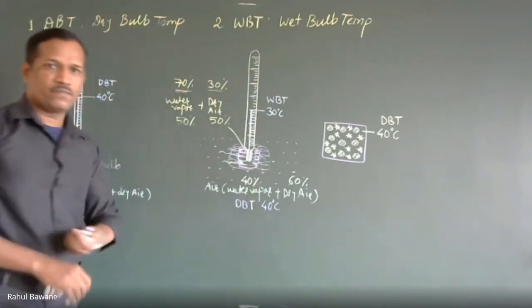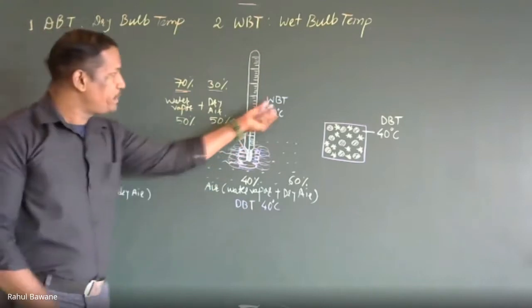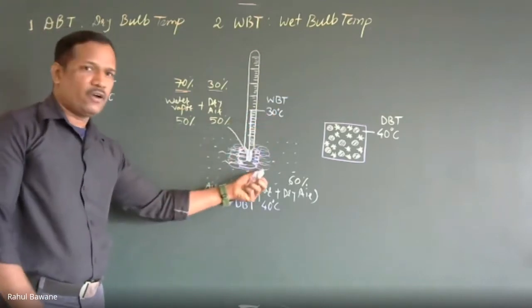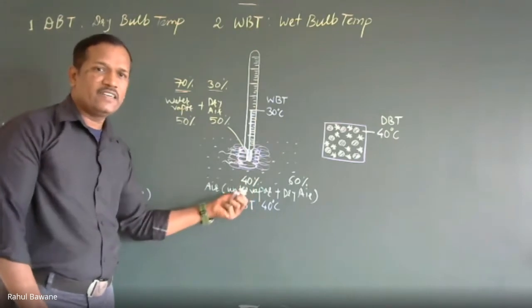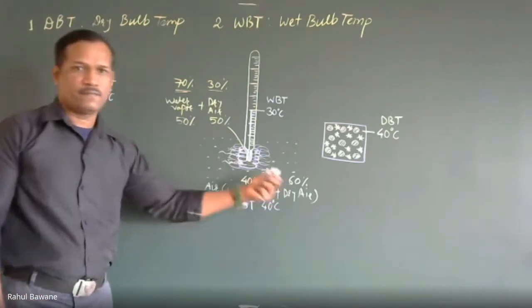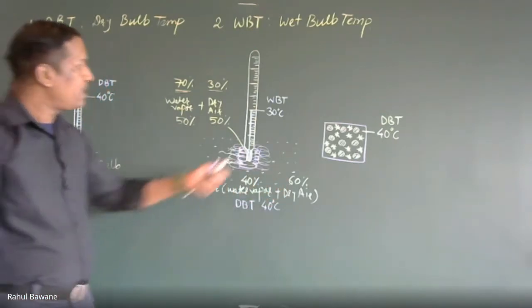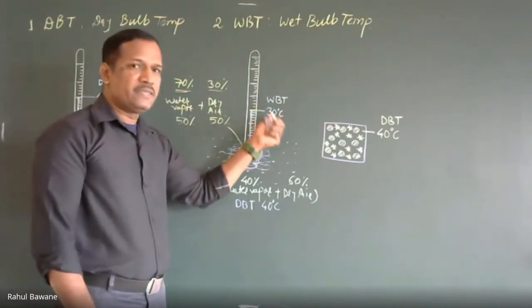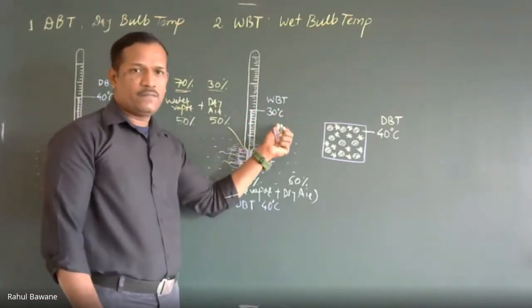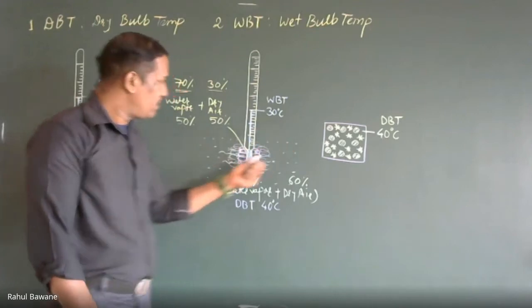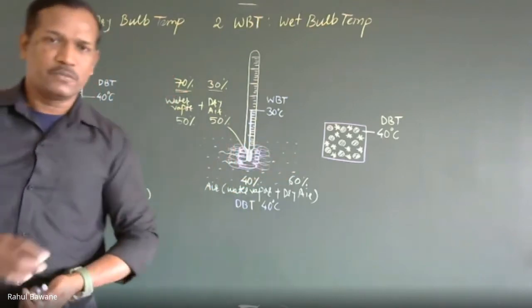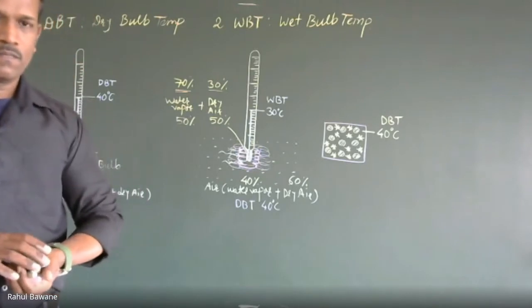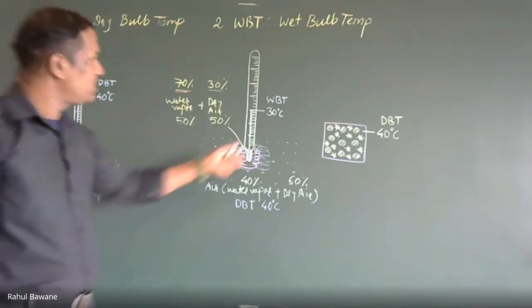So this Wbt depends on how much moisture content is in that air. So by using Wbt, we can predict the air quality in terms of water vapor, the humidity. For that we use Wbt.